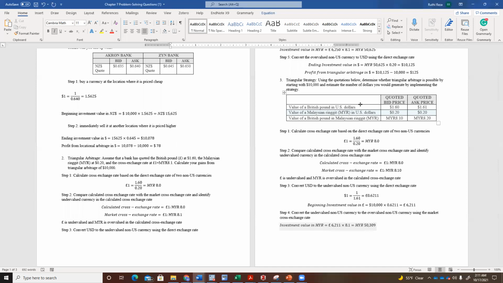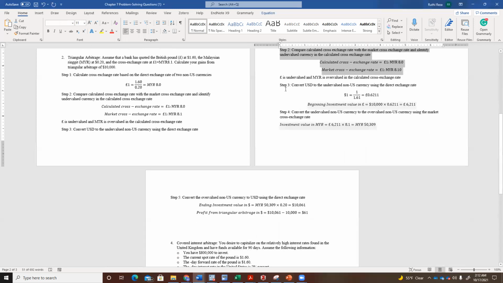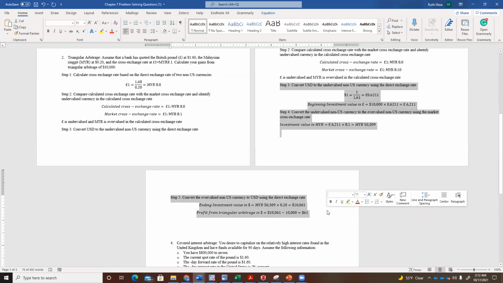Now, if you consider just the bid price in step number 1 and step number 2 to calculate the cross exchange rate and compare it to the market cross exchange rate, probably you may have some location triangular arbitrage opportunity. However, once you consider bid ask spread in step number 3, 4, and 5, you may or may not get the triangular arbitrage profit.